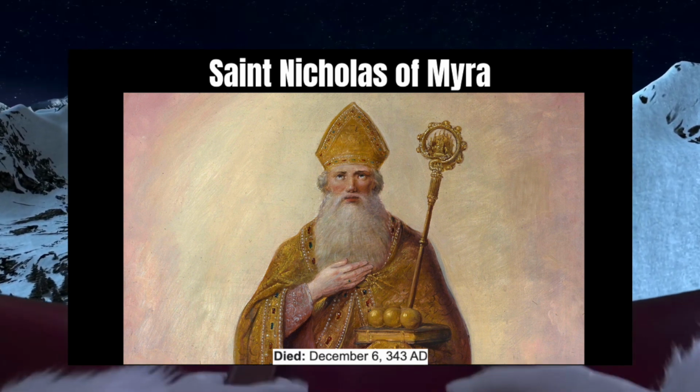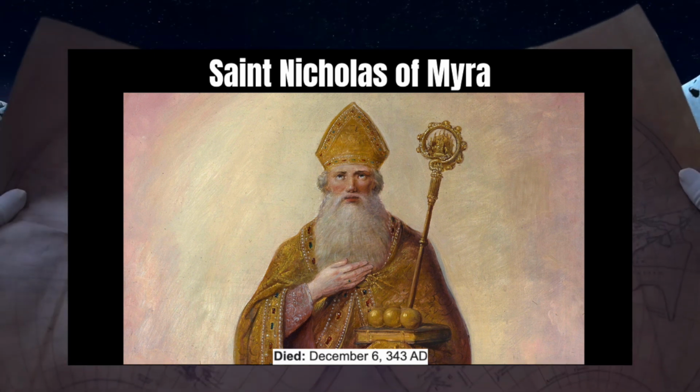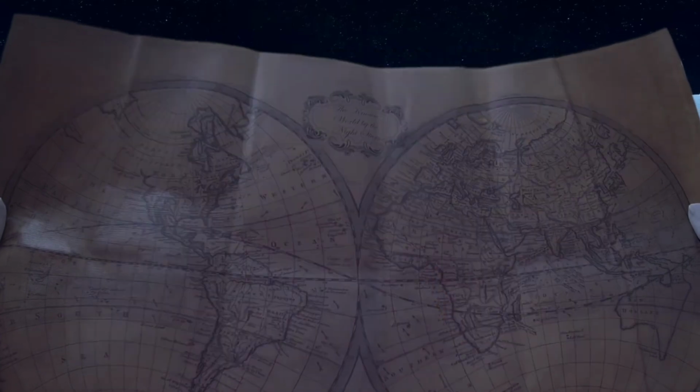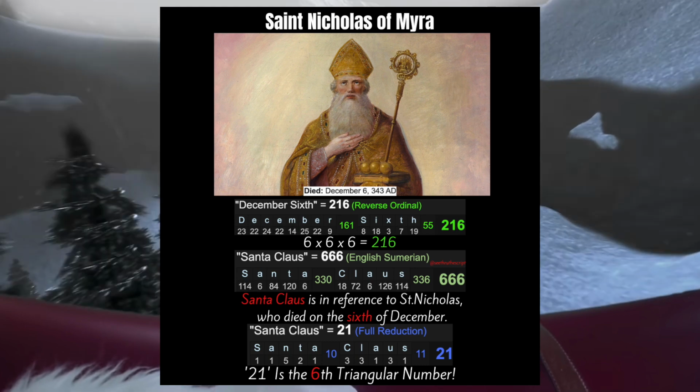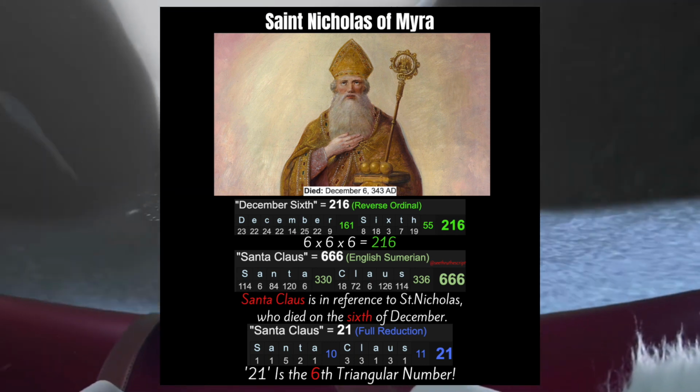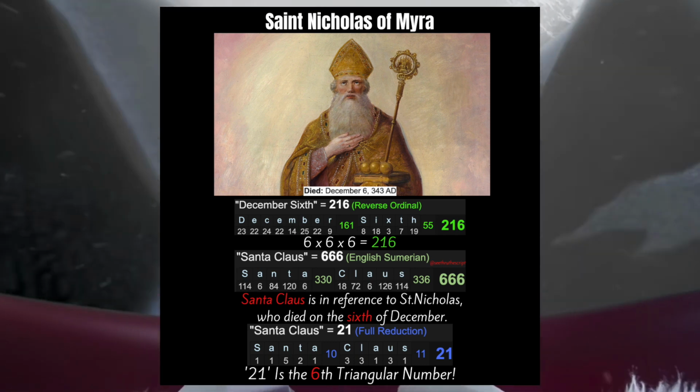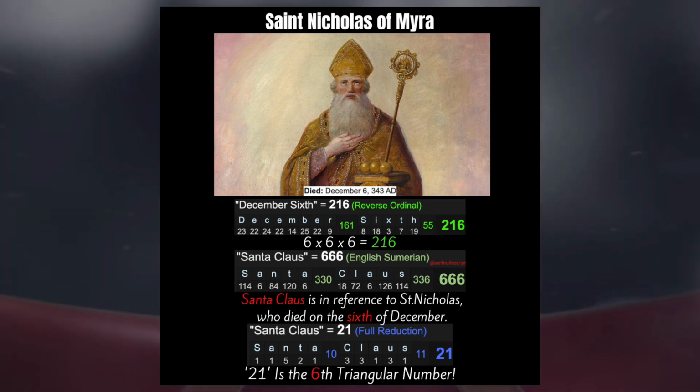Saint Nicholas was a bishop that was known to travel far and wide, helping the poor and sick. His name and image was later morphed into the character that is essentially the mascot of Christmas, being Santa Claus. However, let's get back into the Gematria. So, as you can see, Saint Nicholas of Myra died December 6, 343 AD.